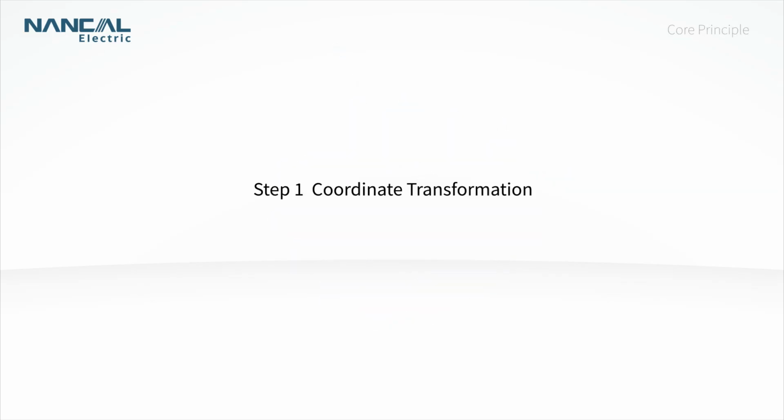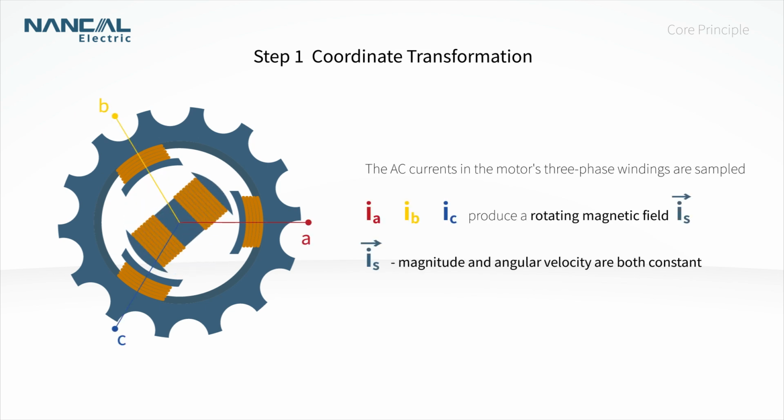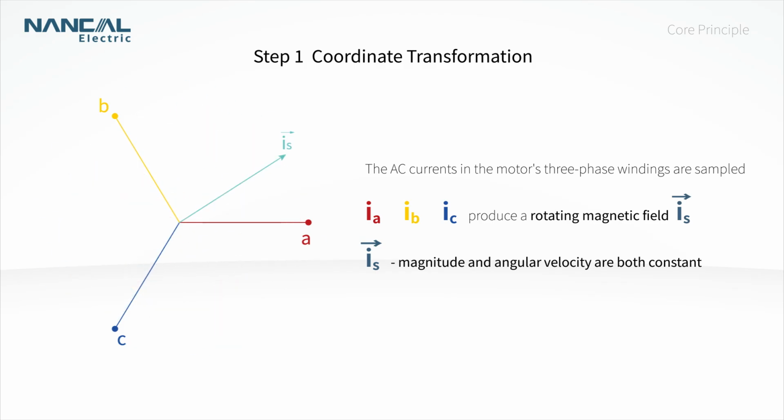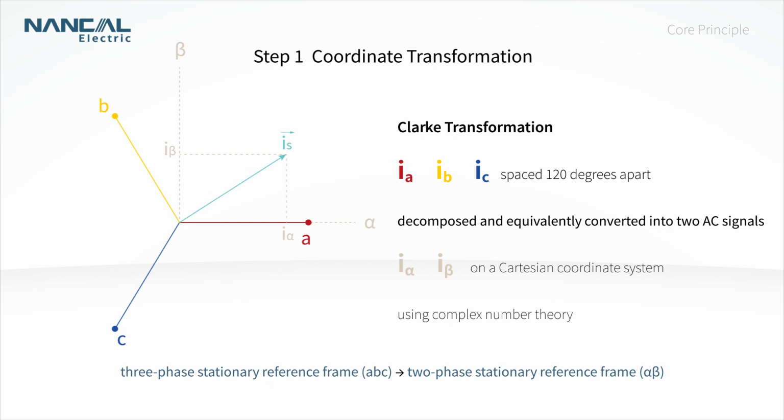of each. Step 1. Coordinate transformation. First, the AC currents in the motor's three-phase windings are sampled, yielding the three-phase AC signals, ABC. These ABC currents produce a rotating magnetic field with constant magnitude and angular velocity. These three AC signals, spaced 120 degrees apart, are decomposed and equivalently converted into two AC signals, I-alpha and I-beta, on a Cartesian coordinate system using complex number theory. Simply put, this transforms the three-phase stationary reference frame, ABC, into a two-phase stationary reference frame, alpha-beta.